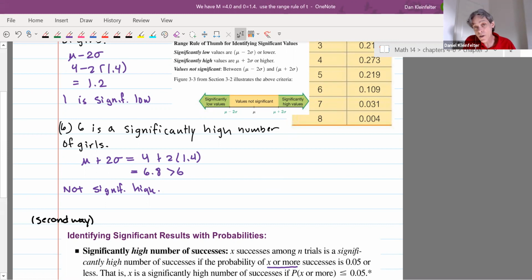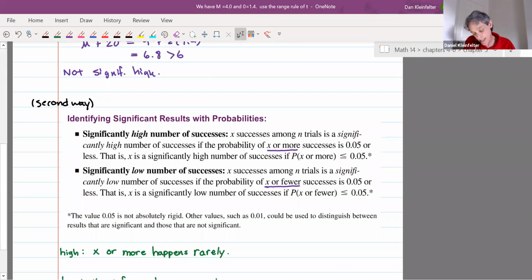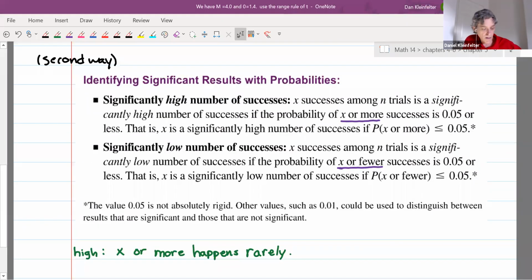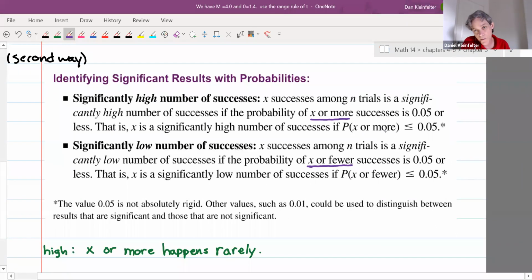The second way is in terms of probabilities, and that reads like this. There are 2 paragraphs from our book that are important for this, and they're phrased really similarly, so you want to read through them really carefully. Let's take a look. First of all, for a significantly high number of successes, X successes among N trials is significantly high if the probability of X or more is 0.05 or less. That is, X is a significantly high number of successes if the probability of X or more is less than 0.05.